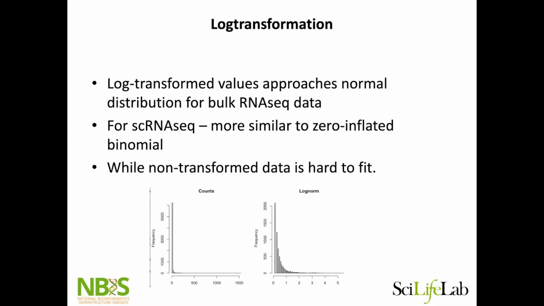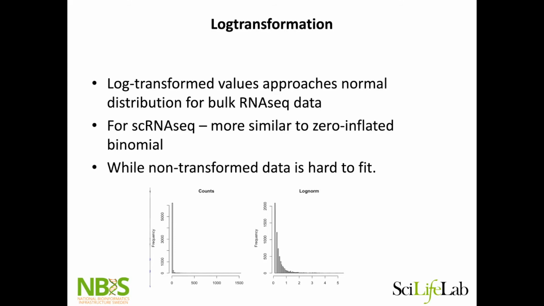It's also important to think about that we pretty much always work in log transformed space when we work with single cell RNA-seq data. It's also the same for bulk data. With bulk data, it approaches a normal distribution when you do log transformation, while some people claim it's a zero inflated negative binomial, it should say. I wrote this too fast.